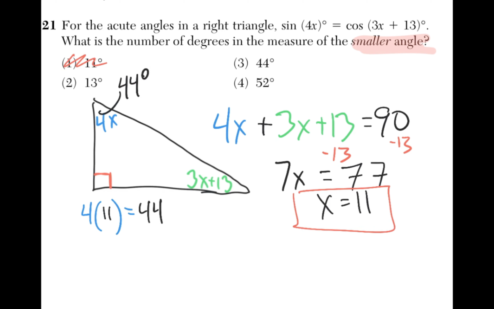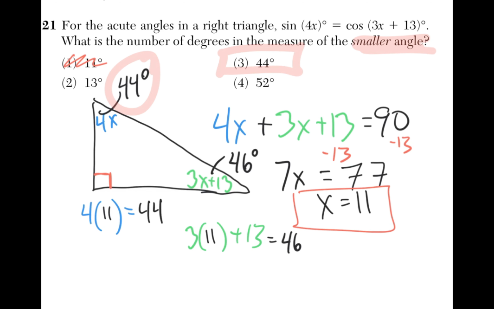We don't know yet. Let's pop in 11 to the other expression. All right. So 3 times 11 is 33 plus 13 equals 46. All right, so this angle is 46 degrees. Which is the smaller angle? 44 degrees, of course, is the smaller angle, meaning that option 3 is the correct answer.